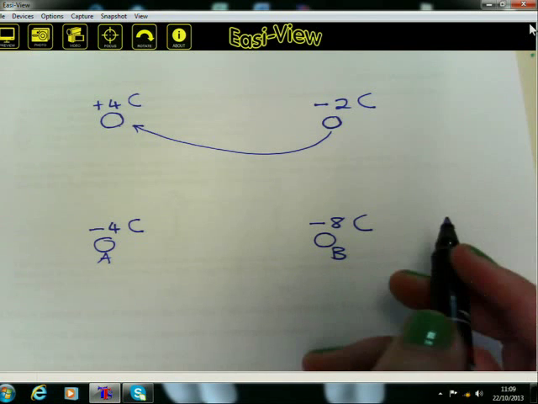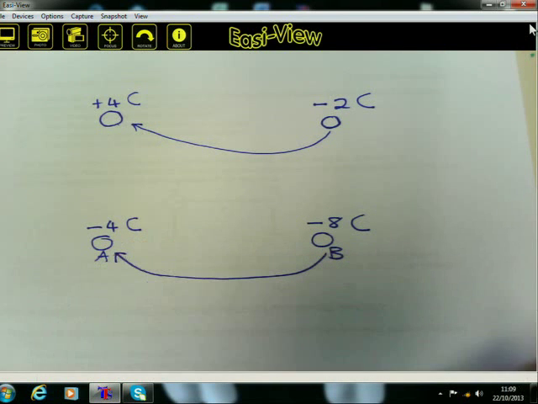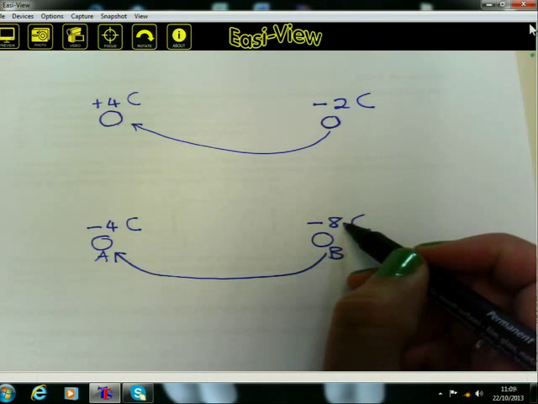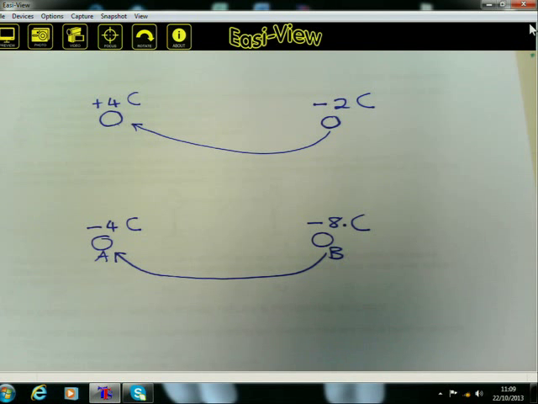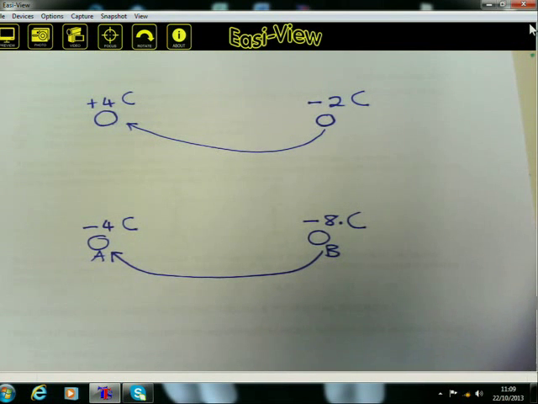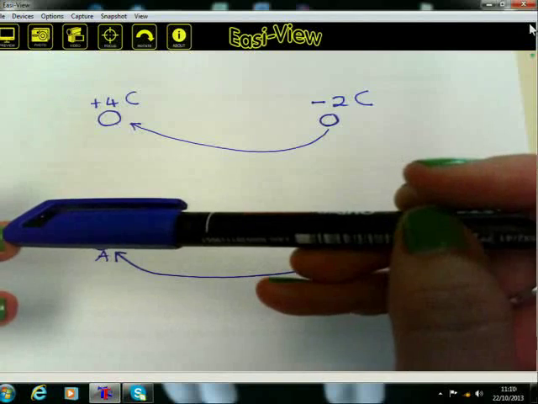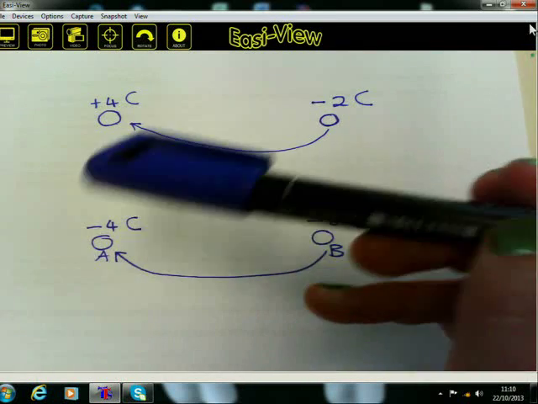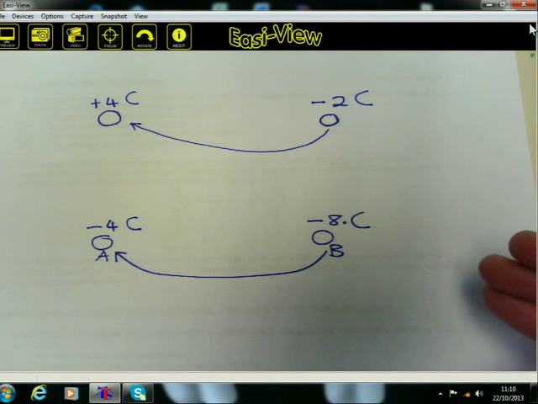So it's important that you see that charge will be transferred from the more negative to the more positive. This one is going to become less negative. This one is going to become more negative. Do you know the reason for this? It's because the only one among neutrons, protons, and electrons that can move and be transferred is electrons. We can't transfer protons or neutrons, so we can only transfer negative charge in the form of electrons.